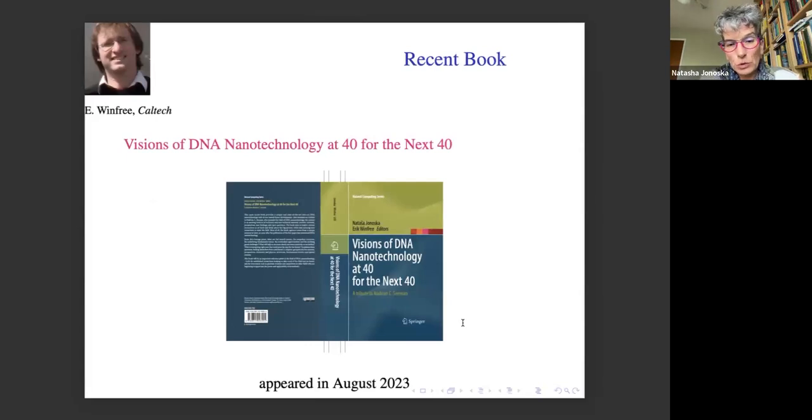This is just to finish. DNA nanotechnology has been growing. This is a book that appeared last year. I'm not advertising myself here. I'm just pointing out that we actually negotiated with Springer for this book to be open source. So it's open source. You can look at it online free of charge. So lots of mathematical questions there, zillions.